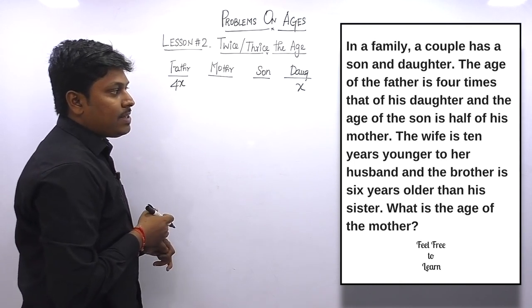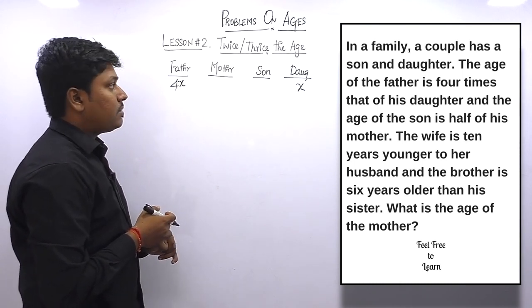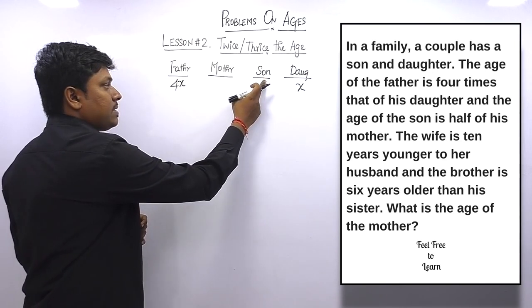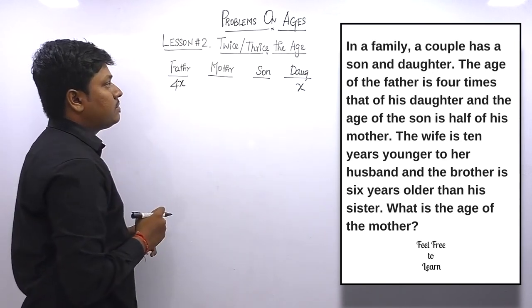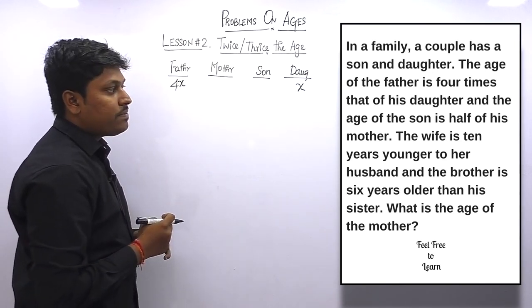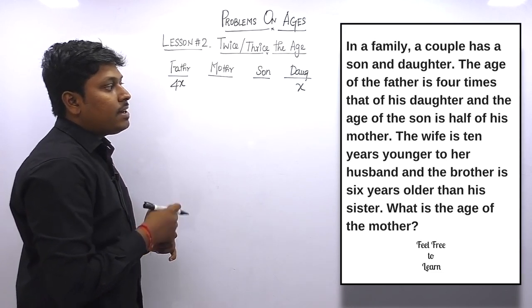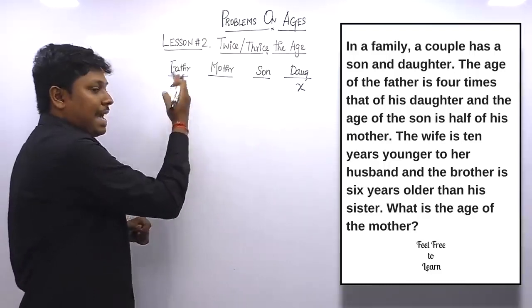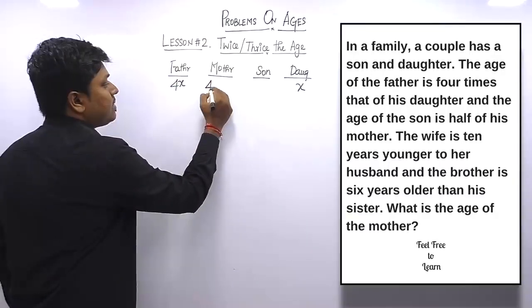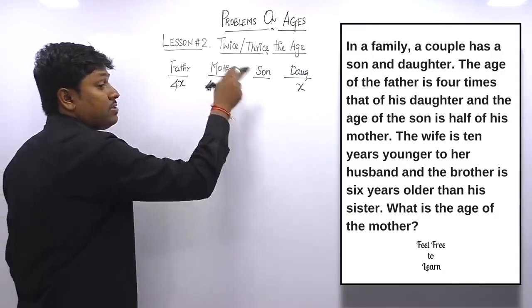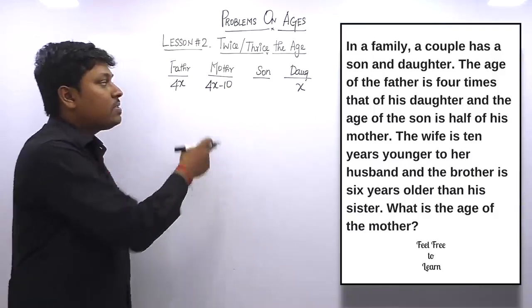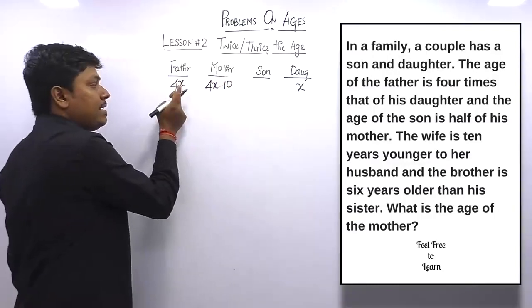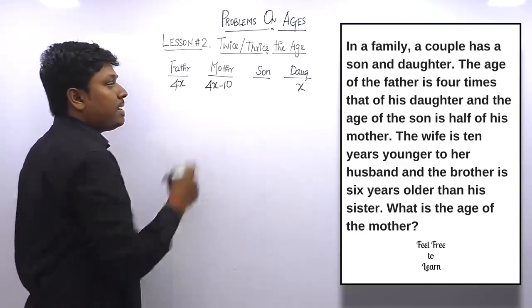Next point, the age of the son is half of his mother. Next, the wife is 10 years younger than her husband. Listen here, the mother is 10 years younger, right? If it is younger, then we can say 4x minus 10. If it is older, we need to add 10, because the mother, that is the wife, is 10 years younger than her husband. So 4x minus 10.